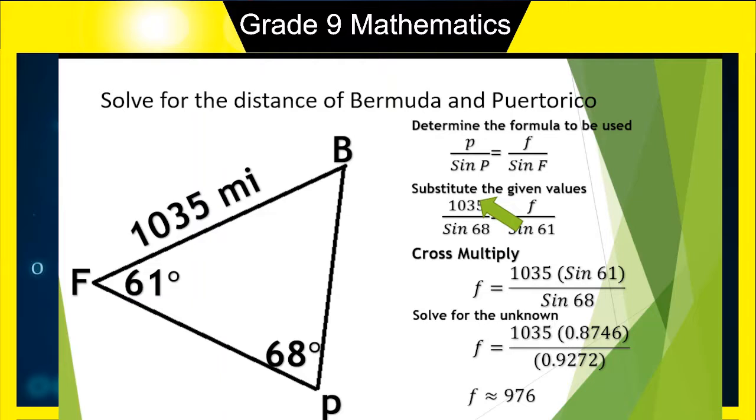976 miles. So therefore, the distance from Bermuda to Puerto Rico is 976 miles.